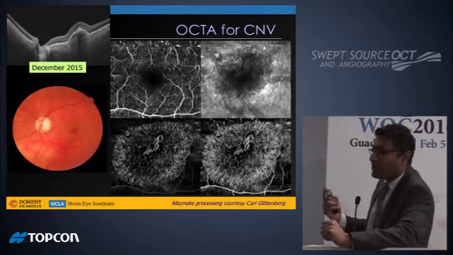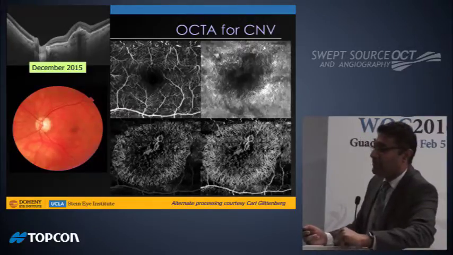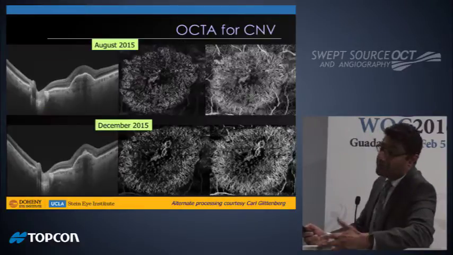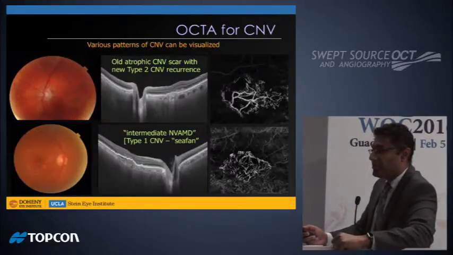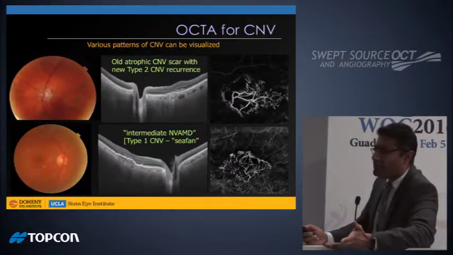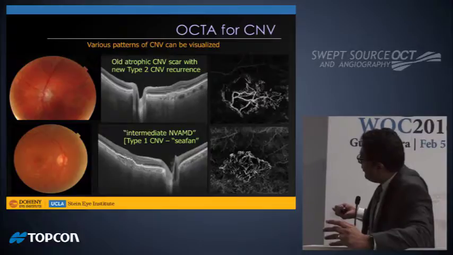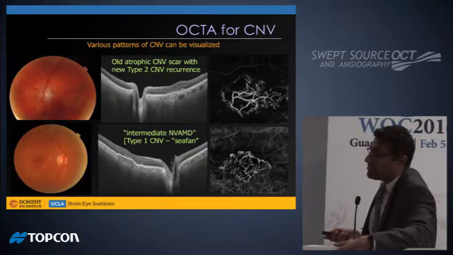So this patient actually had a type 1 membrane that ruptured through the RPE and developed an additional type 2 component. It's easier to compare between these two visits. So there are some very nice changes that you can detect and follow over time using OCT angiography. There are various patterns that you can see. This is a patient who had a chronic membrane, starting to develop some atrophy, and you can see the large vessels corresponding to this portion under the residual RPE space here.